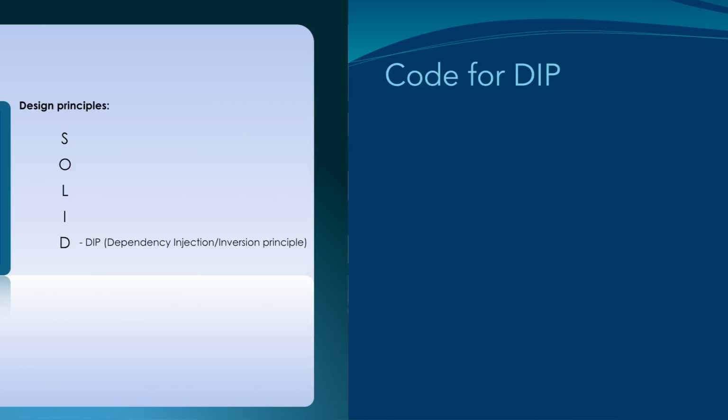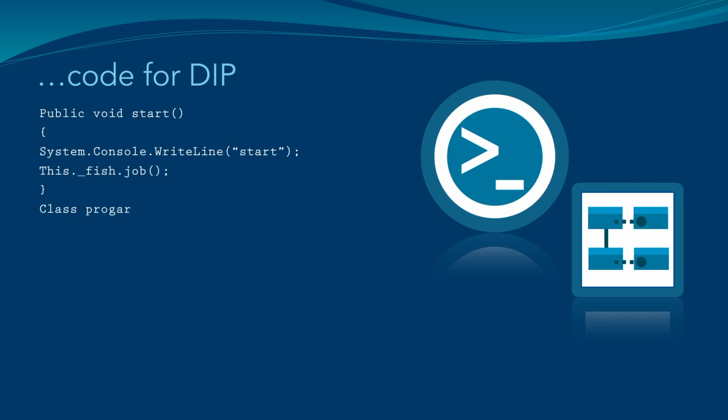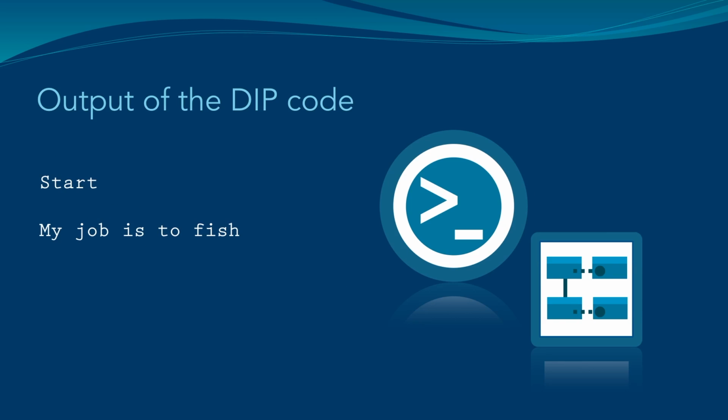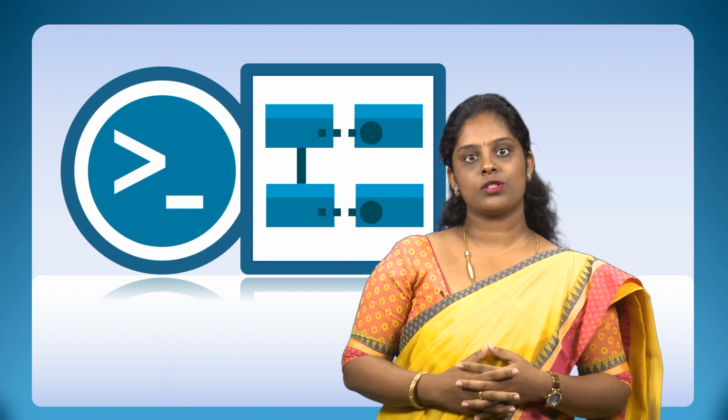The same is shown in the code which is present here. Here, the interface Fish is extended directly to the Fisherman class, but the class Client uses the method of the interface through a private object created in the class, thus inverting and injecting the dependencies. Thus, we finished the description of all SOLID principles.